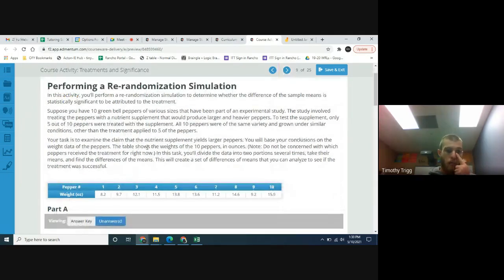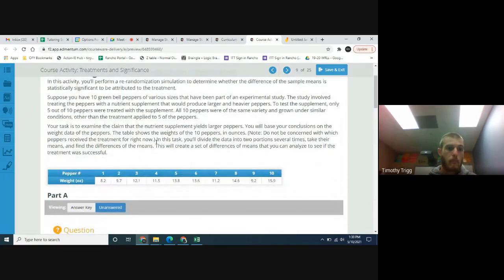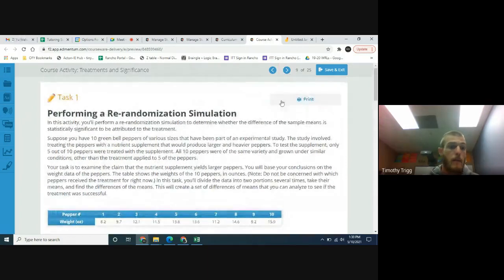Let's go ahead and move on to page 9 in the activity. All right, I'm going to go ahead and read this, and I want you to follow along as I read aloud.